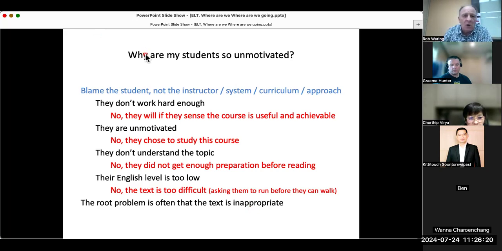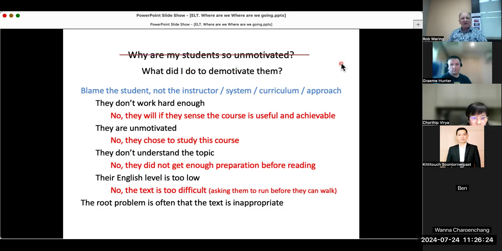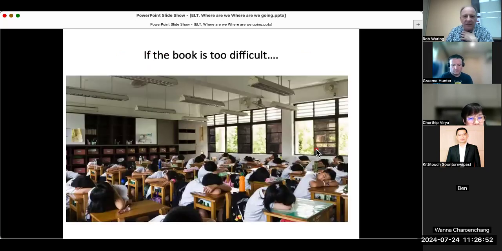So instead of saying, why are my students so unmotivated, the ELT industry really needs to say, what did I do to demotivate them? What are we doing at the instructor level, the system level, the curriculum level, the approach level? What are we doing to demotivate our students? So we need to reflect quite carefully on what we're actually doing. Students will really only study properly if the reading is easy.